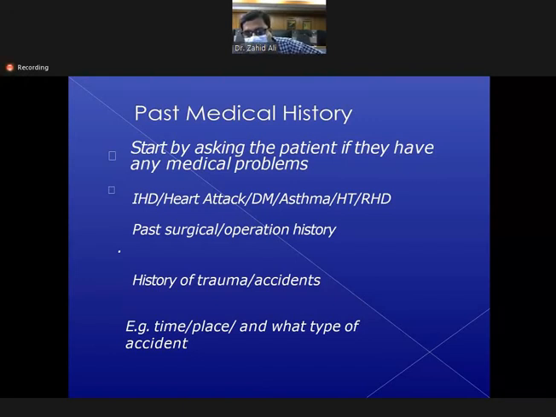And no, circumcision is not included in past medical history. If the patient is Muslim, you have to remember that circumcision is done, but usually we don't ask about any history of circumcision in past medical or past surgical history. And then history of trauma and accident, that is very important.